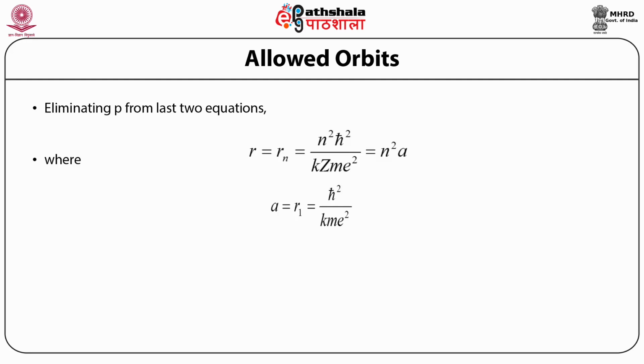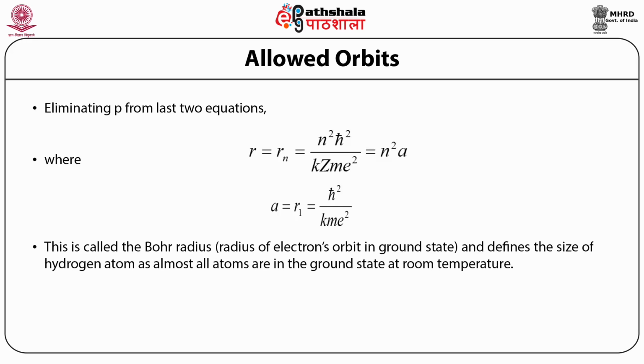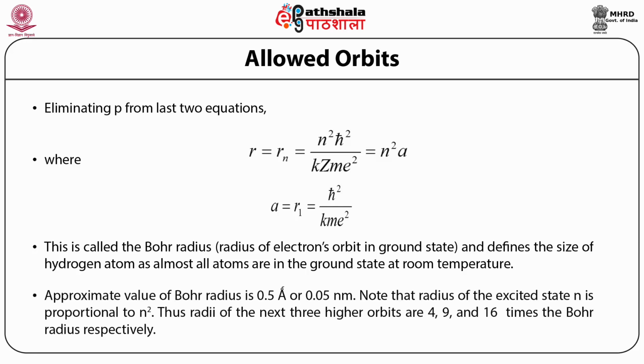So this radius a is the radius of the electron in the ground state of the hydrogen atom. This radius is a very important length, and it is called the Bohr radius. That is the radius of the electronic orbit in the ground state, and this really defines the size of the hydrogen atom. This is about half an angstrom unit, or 0.05 nanometer.